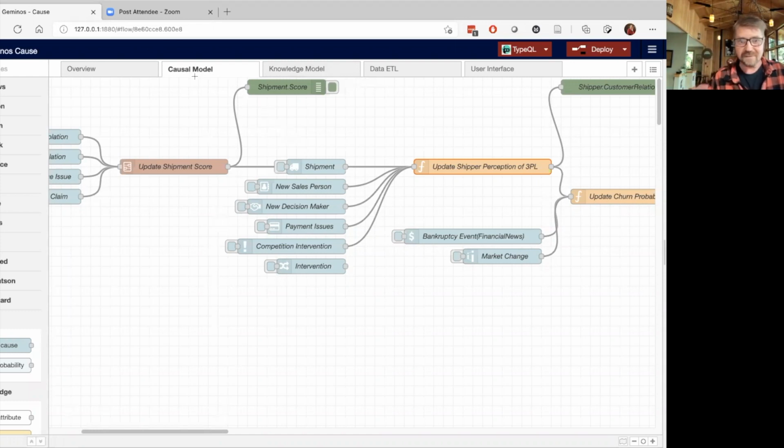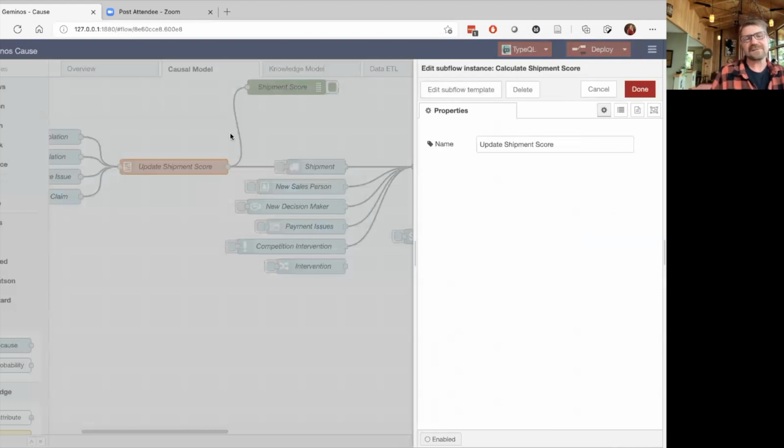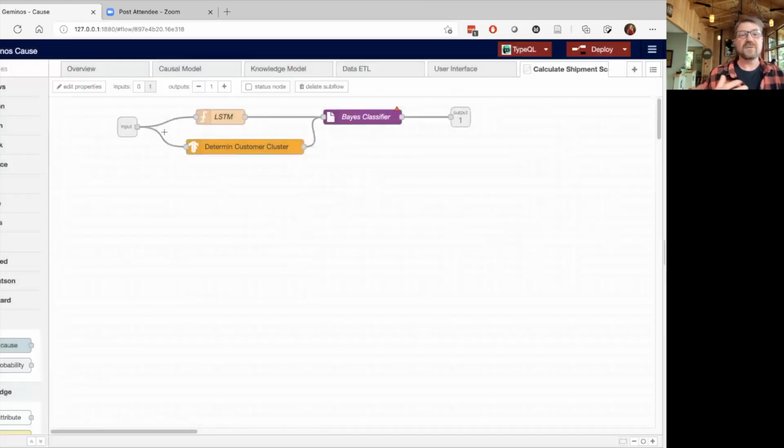So that's the causal model that explains how influence is moving through this system and how these different concepts are coming together into these different functions that are calculating it. Now, this was a simple example. It's just a function, but within here, I've also got this update shipment score. I can double click on it, and this is what's called a subflow template. So I can bring all of these calculations into a new template.